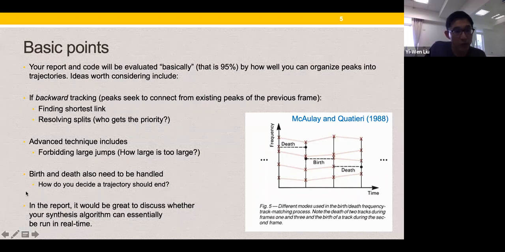And also the last point that came to my mind is that now we talk about determining whether a trajectory needs to terminate or start. And it might be a kind of back and forth communication between the previous frame and this frame, right? The current frame, previous frame. So if that's the case, can your synthesis essentially be implemented in a blockwise, a frame-wise manner? Now we'll touch that later, okay?